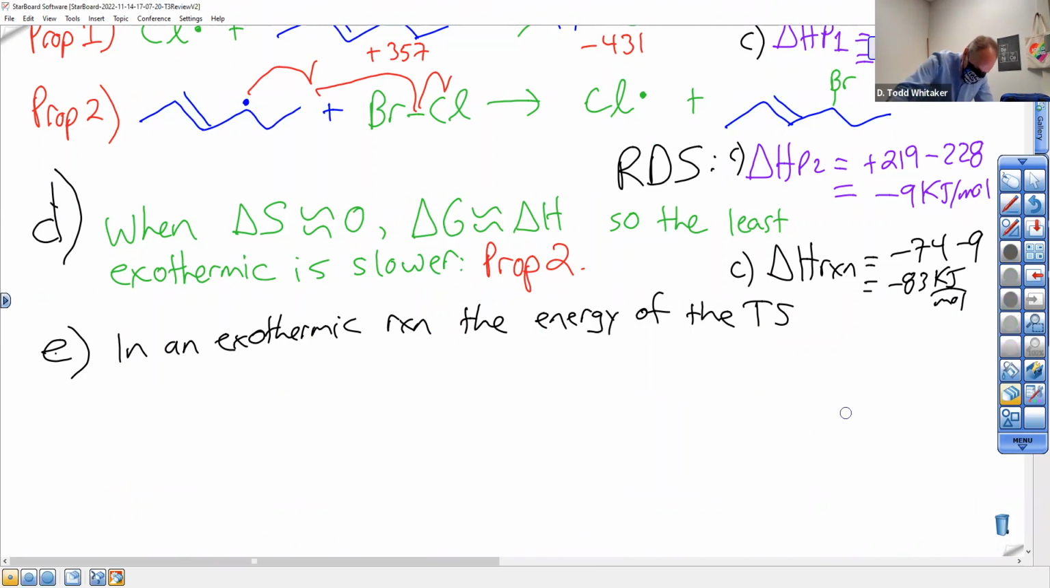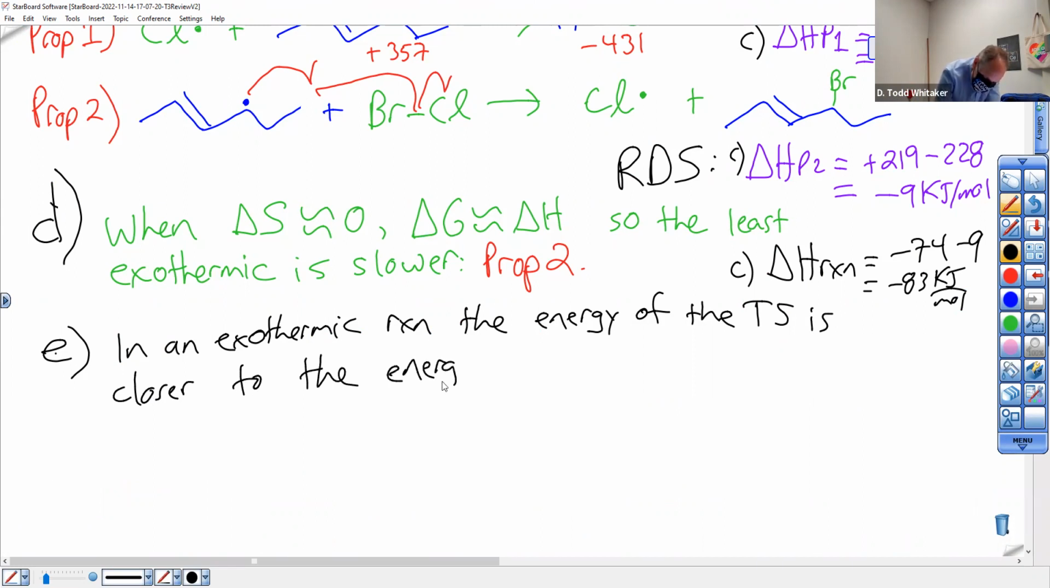The energy of the TS is closer to the energy of what? The reactants or the product? Tell me which one. Yes. But you're not done. You just stated a fact, but it has nothing to do with what the transition state looks like. You have to say, making a subtle argument here, Dr. Whitaker, so if its energy is similar, its appearance should also be similar.